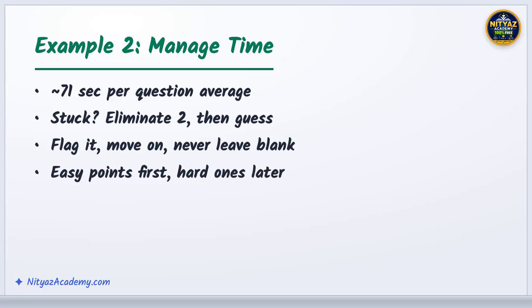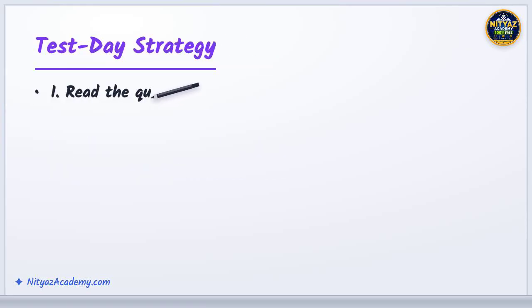Now, timing. You get roughly 71 seconds per question, so don't sink 3 minutes into one. If you're stuck, eliminate the two weakest choices. Make your best guess, flag it, and move on. There's no penalty for guessing, so never leave a blank. Bank the easy points first, and circle back to the hard ones. Pace beats panic.